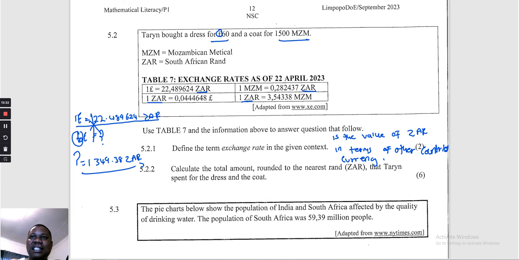Now, remember, this is in rand, isn't it? So now we go into the second one. The second one is given as 1 Mozambican metical is equal to 0,282437 ZAR. So what is it that we have? We have 1,500. Where is the 7 coming from now?